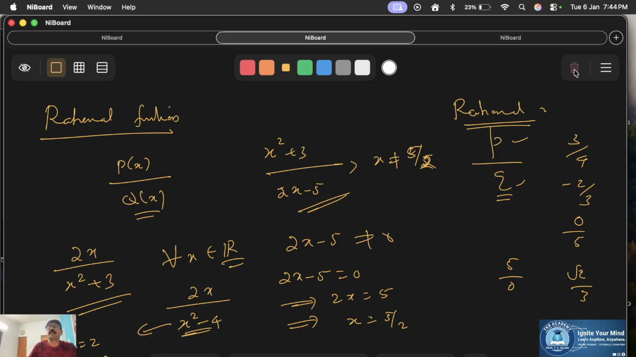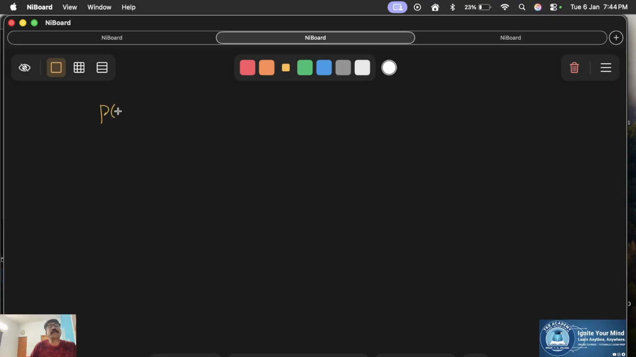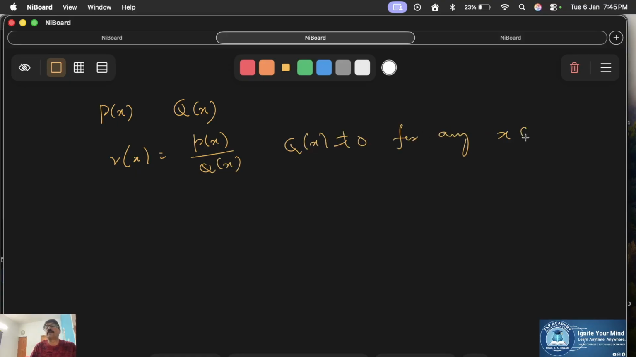So, rational function in general, what is a rational function? If px and qx are any two polynomials, then a rational function Rx is of the form px divided by qx, provided qx is not equal to 0 for any x in the domain. There is a domain, no? Our domain should not contain any x for which qx is equal to 0. For example, suppose I am defining a function from R to R defined by f of x is equal to 2x divided by x square minus 3x.